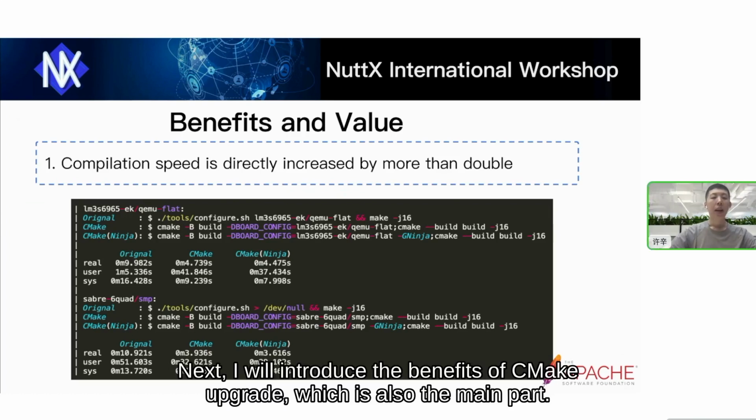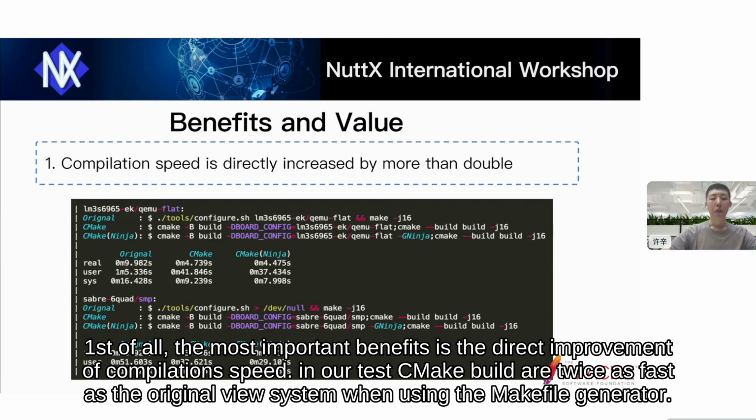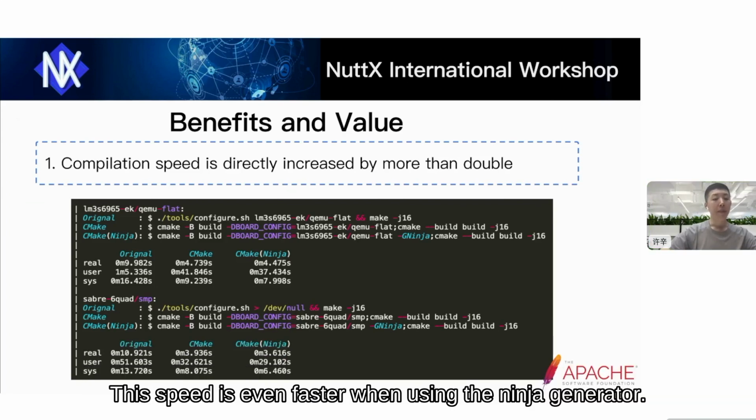Next, I will introduce the benefits of the CMake upgrade, which is also the main part. First of all, the most important benefit is the direct improvement of compilation speed. In our test, CMake builds are twice as fast as the original build system when using the Makefile generator. This speed is even faster when using the Ninja generator.